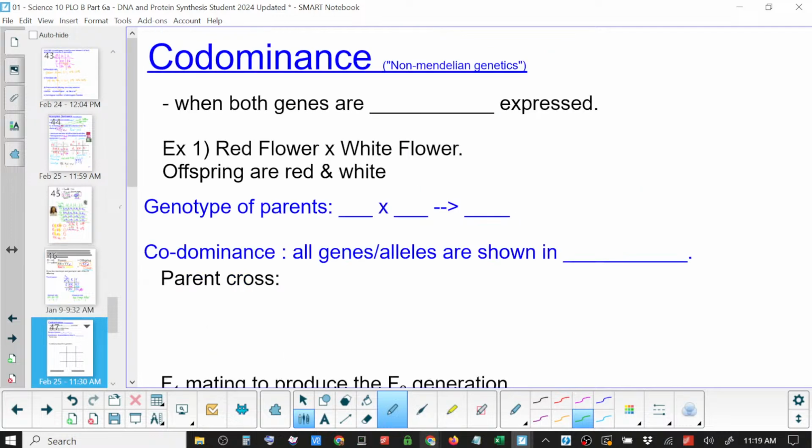Codominance. Codominance is when both genes are equally expressed. Mendelian genetics means that you have dominant and you have recessive. As soon as we talk about incomplete dominance and codominance, this is non-Mendelian genetics. It's beyond what Mendel himself first discovered.